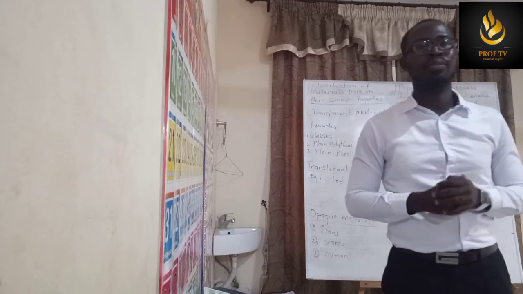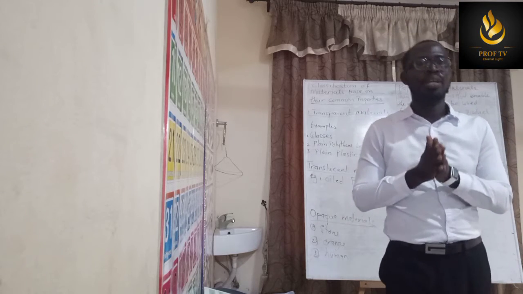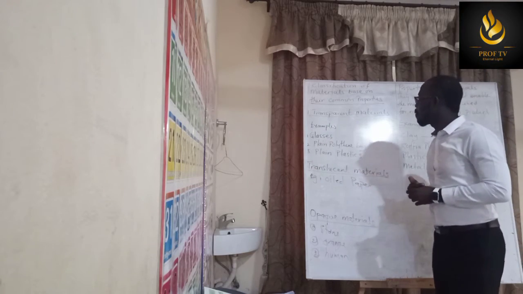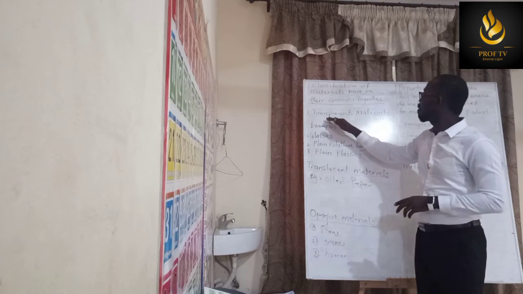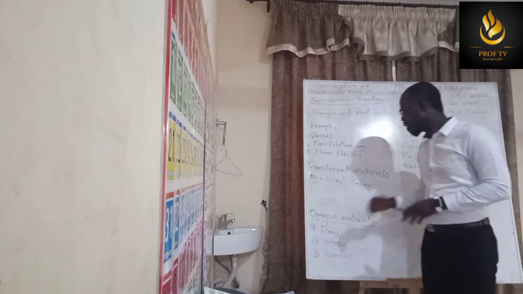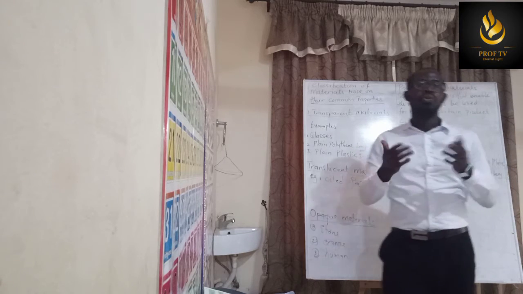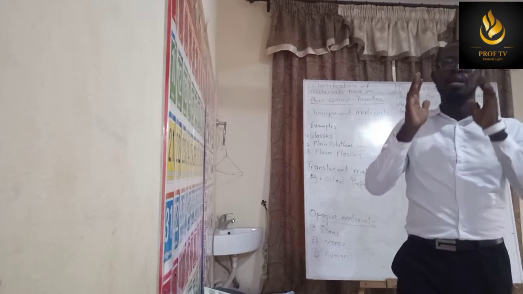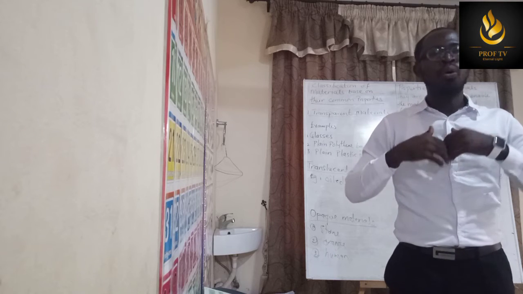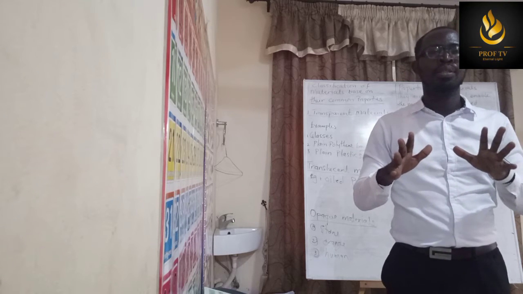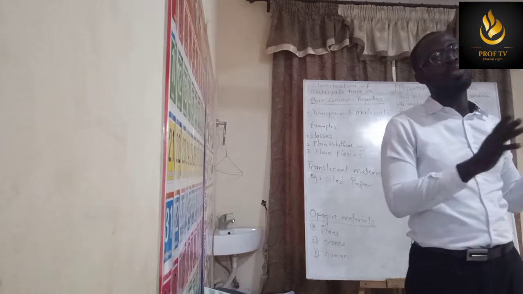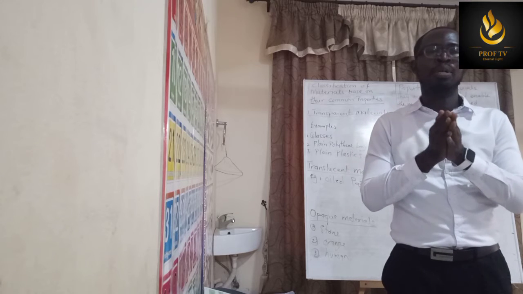Hello. Welcome once again. It's me, Prof RSK. Today we are looking at classifying materials based on their properties. We want to consider transparent materials, translucent materials, and then opaque materials. So what is a transparent material? A transparent material is any material that allows more light to pass through it. Okay, so any material that allows more light to pass through it is termed a transparent material.